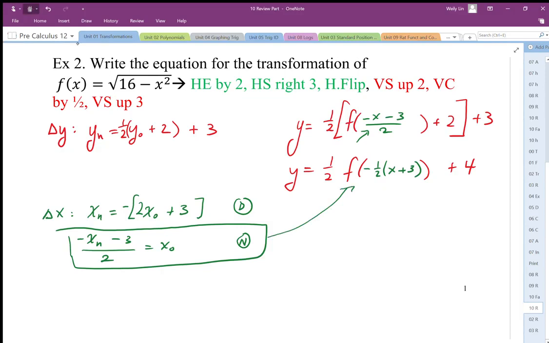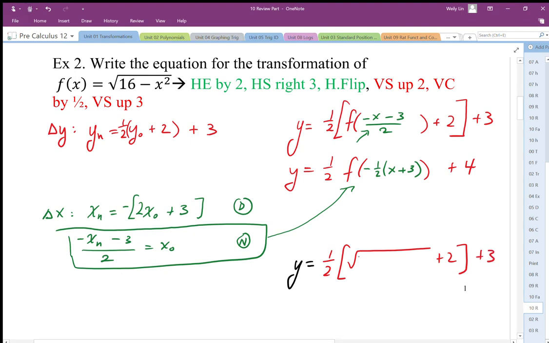I want to write this in the square root form, so my new f of x, y is equal to, everything on the outside is going to be 1/2 square root plus 2 plus 3, and on the inside it's going to be 16. I'm just going to write this as 16 here, 16 minus something squared, and that something squared is my transformation. So negative x minus 3, all divided by 2.